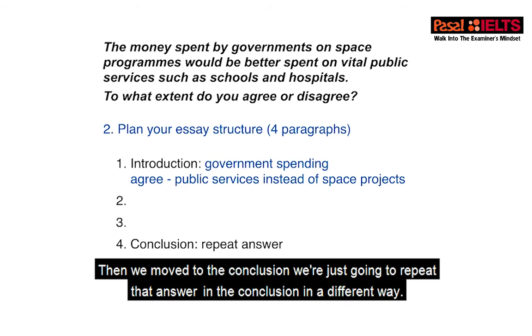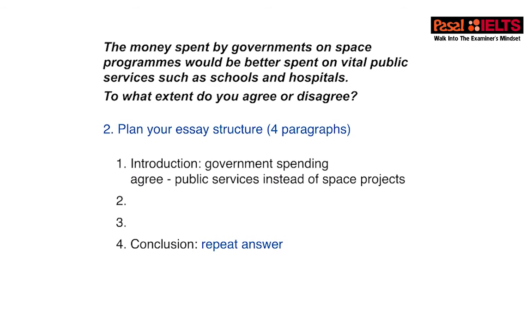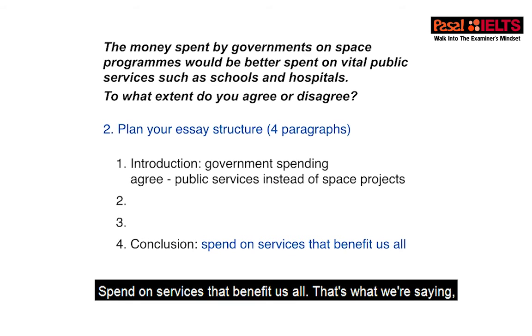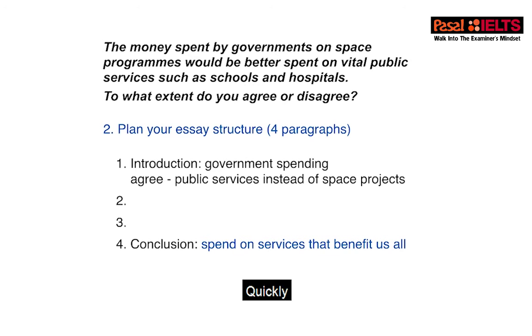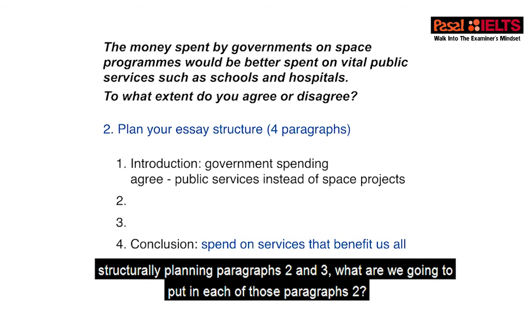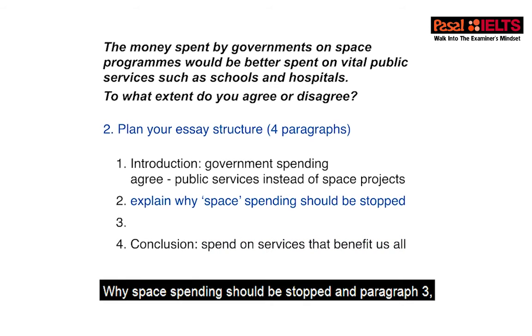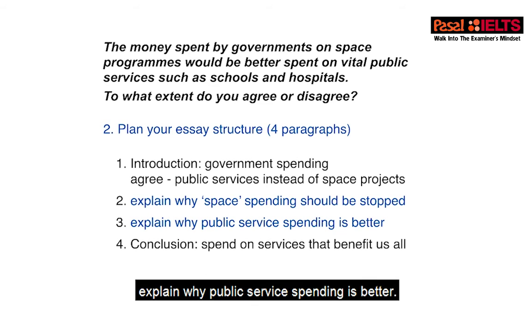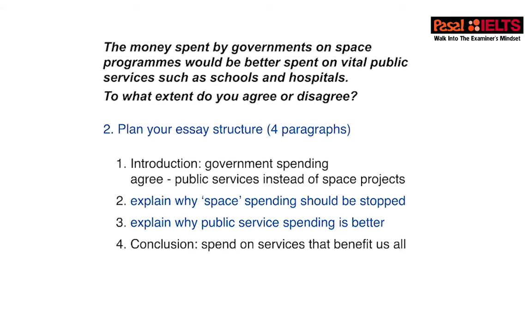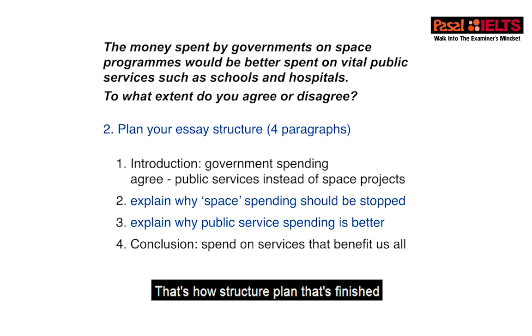Then we move to the conclusion. We're just going to repeat that answer in the conclusion in a different way. Here's what we decided. Spend on services that benefit us all. That's what we're saying. Then quickly, structurally planning paragraphs 2 and 3. What are we going to put in each of those? Paragraph 2. Why space spending should be stopped, and paragraph 3, explain why public service spending is better. That's our structure plan, that's finished.